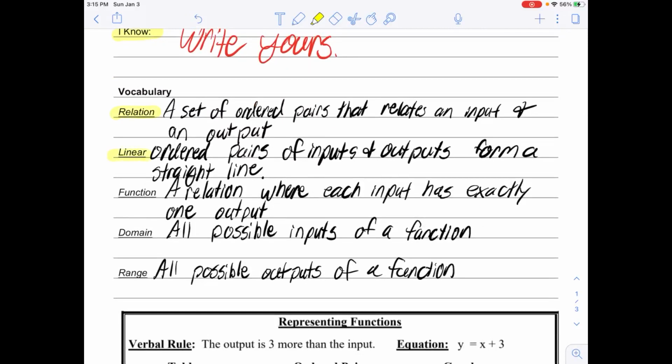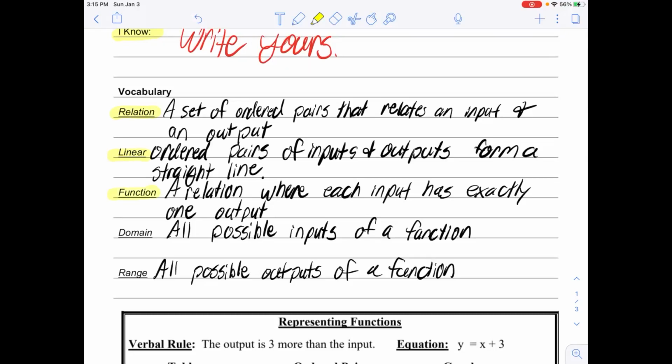Next is linear. Linear is an ordered pair of inputs and outputs that form a straight line. So if you think about a graph, any graph that is a straight line, that's linear. And if it curves or has corners or other crazy things, then that would not be linear. So linear just means straight line.